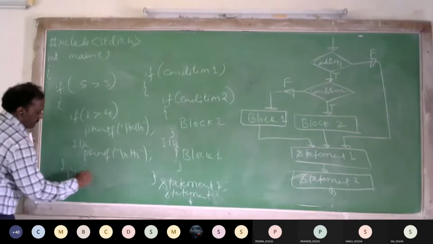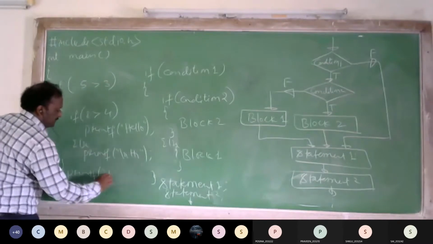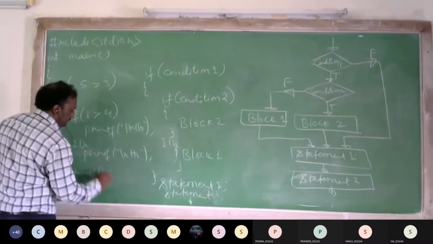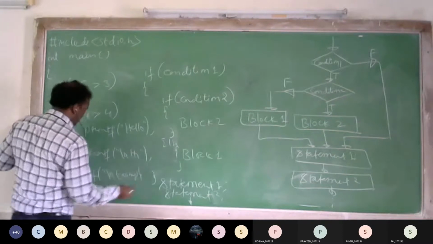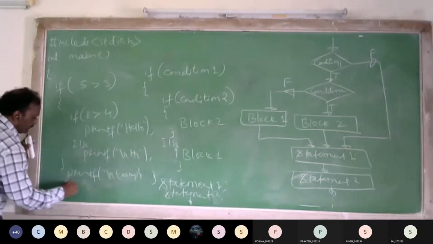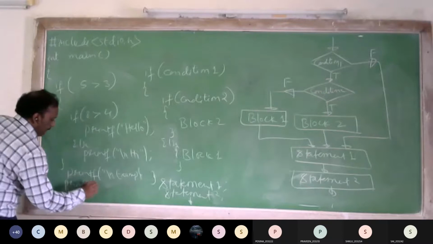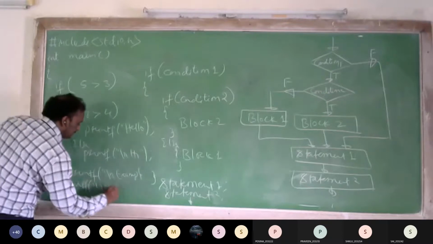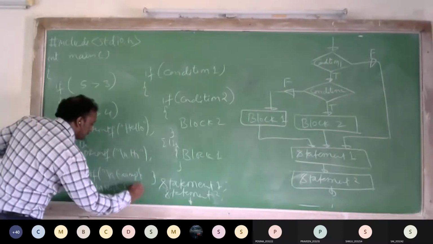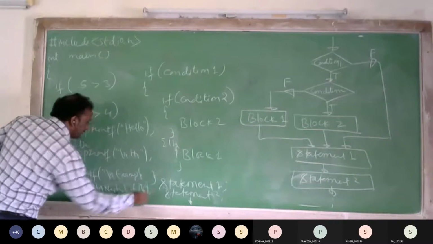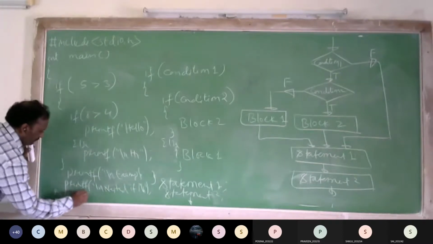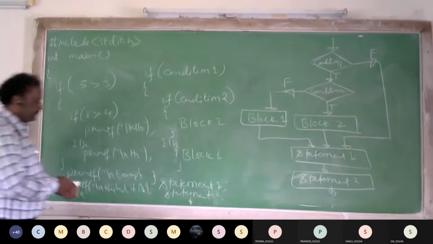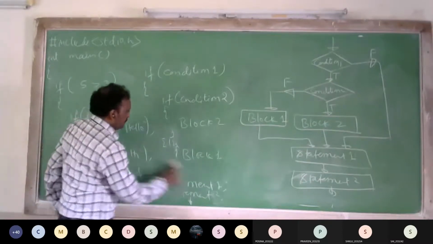Here printf example, printf nested if else, return 0.